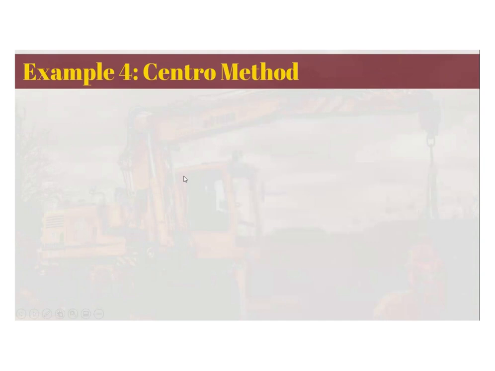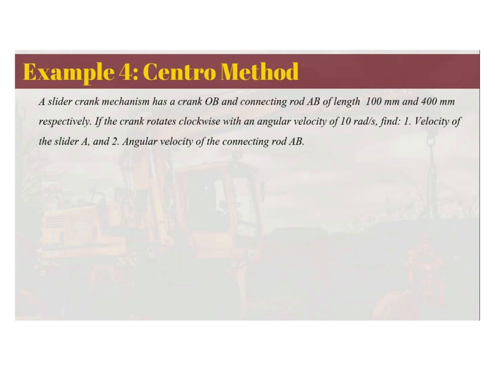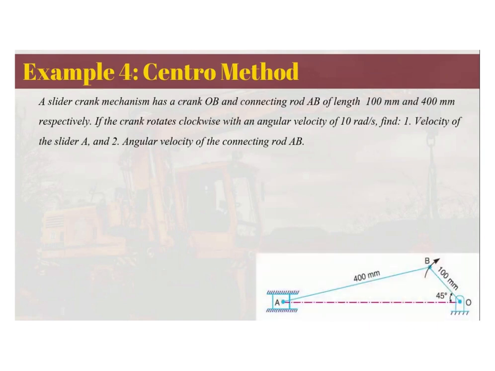Let us have another example. You have a slider crank mechanism with crank OB and connecting rod of length 100 millimeters and 400 millimeters respectively. If the crank rotates clockwise with an angular velocity of 10 rad per second, we're going to find the velocity of the slider A and the angular velocity of the connecting rod AB. So we are looking for the velocity of A, and the angular velocity of the connecting rod AB.